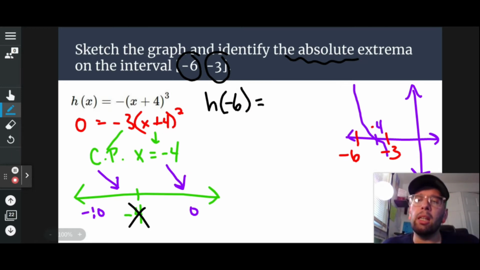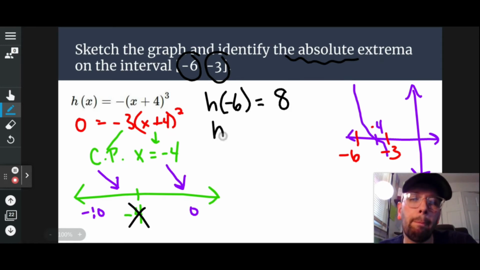So if I take negative 6 and plug that in, that's going to be negative 6 plus 4. It's going to be negative 2. Cube that is going to be negative 8. And then negative that is going to be positive 8. If I plug in my other endpoint, negative 3, negative 3 plus 4 is 1. 1 cubed is 1. Make it negative.